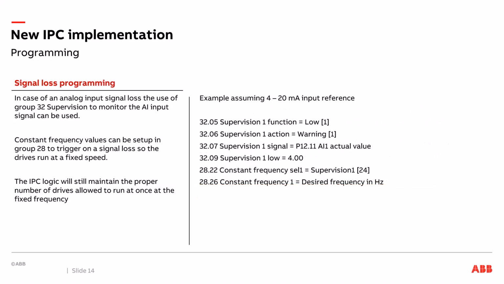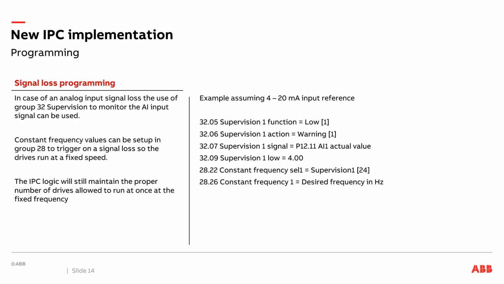Now, some of you may be thinking, what happens to the system if my external 0 to 10 or 4 to 20 signal, for example, from the PLC or local controller is lost? What will the drives do in this IPC system? And how can I program the drives so that they don't just stop running and do nothing? That's what I'm covering in this slide here.